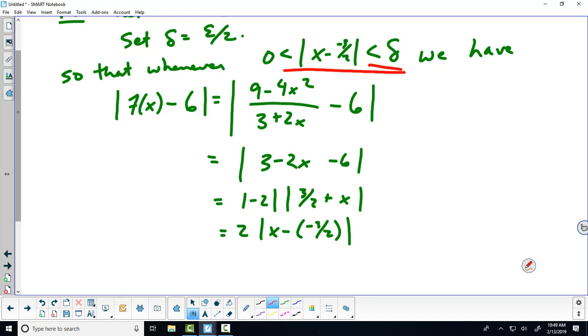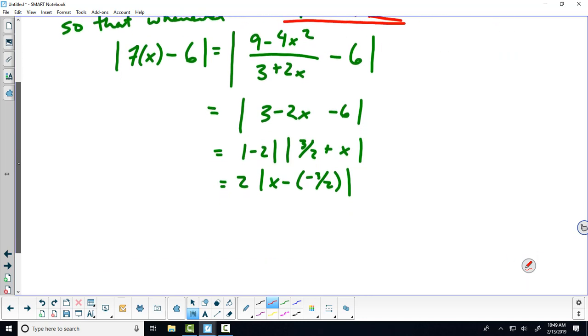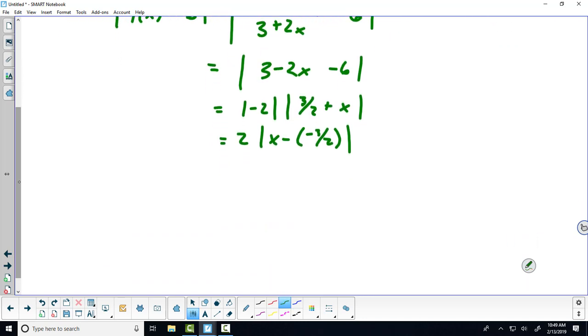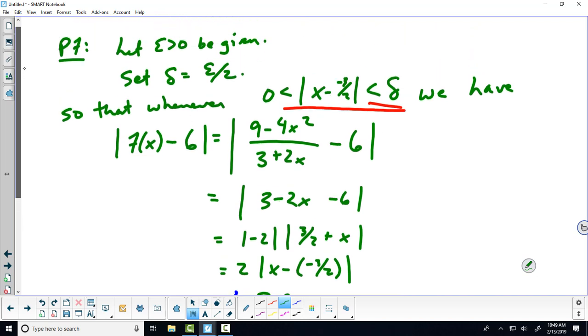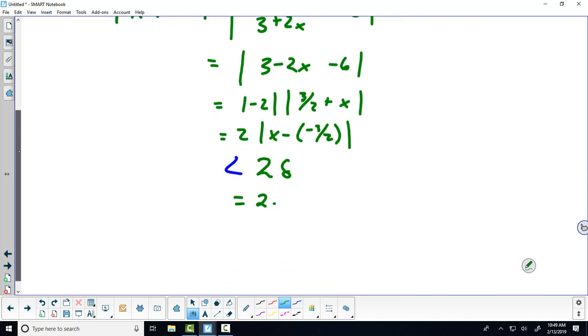This expression right here is less than delta. Provided we get within delta of our a value, what do we get to say? Well, this distance here would be, and the most important symbol, this one right here, this is less than 2 delta. But what was delta? What did we set delta equal to? Epsilon over 2. Yep, that's right. Epsilon over 2. What happens? There's the finesse.